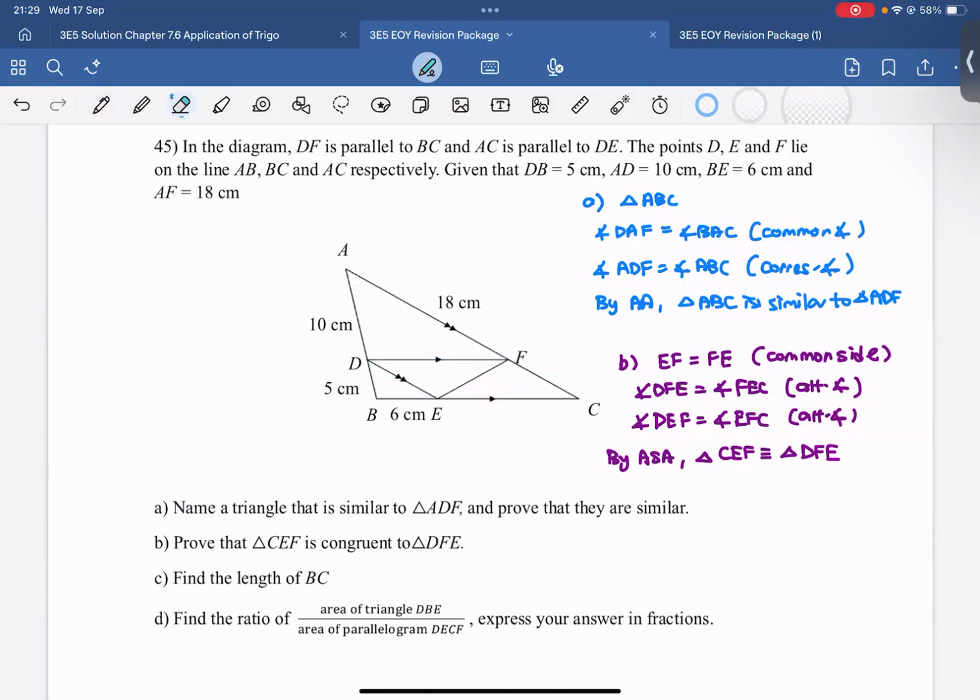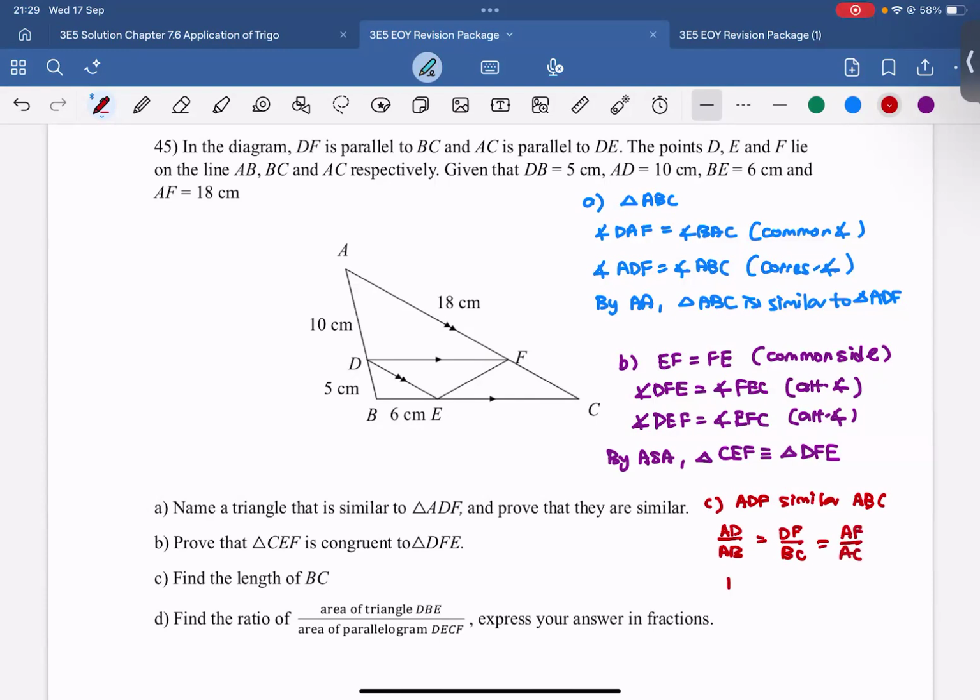Next, find the length of BC. How do we find the length of BC? Remember, whenever I want to find the length, I have similar triangle ratio. From the previous part, we know ADF is similar to ABC, right? So I will write down AD over AB equals DF over BC equals AF over AC. Then we fill in the numbers.